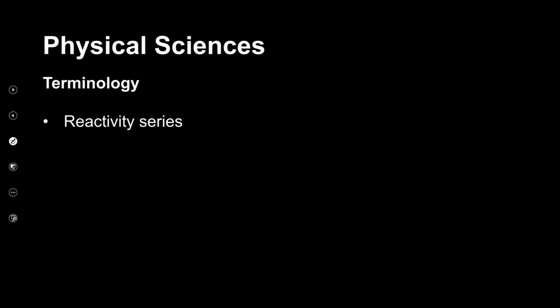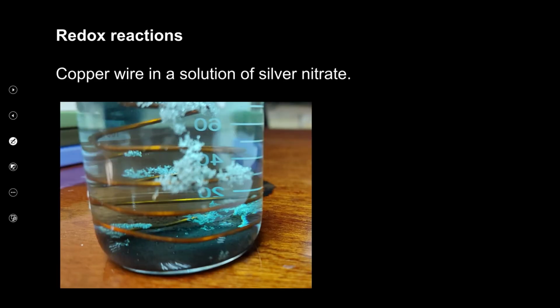Well, no, it's not, because we recognize that chemists have a way of comparing reactivity, what they call a reactivity series. And one other example of this is if we take copper wire and we place it into a solution of silver nitrate, there's another direct transfer of electrons. It's an example of a redox reaction.